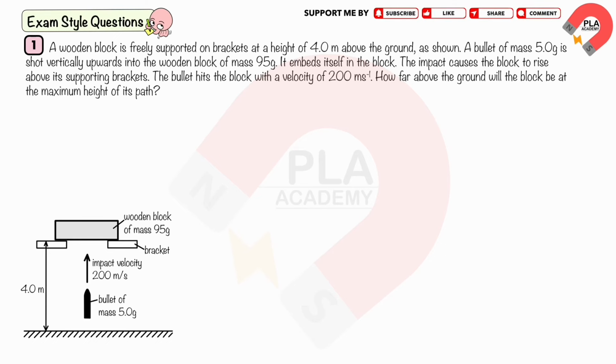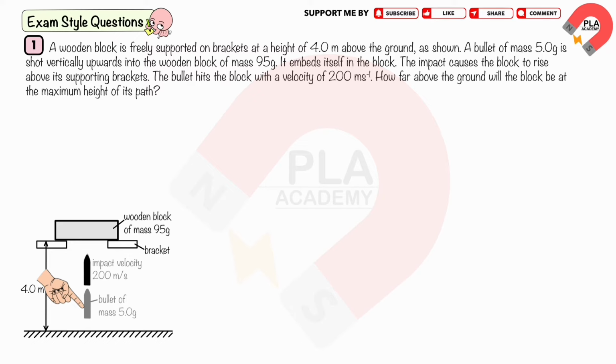Exam style question 1. A wooden block is freely supported on brackets at a height of 4 meters above the ground, as shown. A bullet of mass 5 grams is shot vertically upwards into the wooden block of mass 95 grams. It embeds itself in the block. The impact causes the block to rise above its supporting brackets. The bullet hits the block with a velocity of 200 meters per second. How far above the ground will the block be at the maximum height of its path?